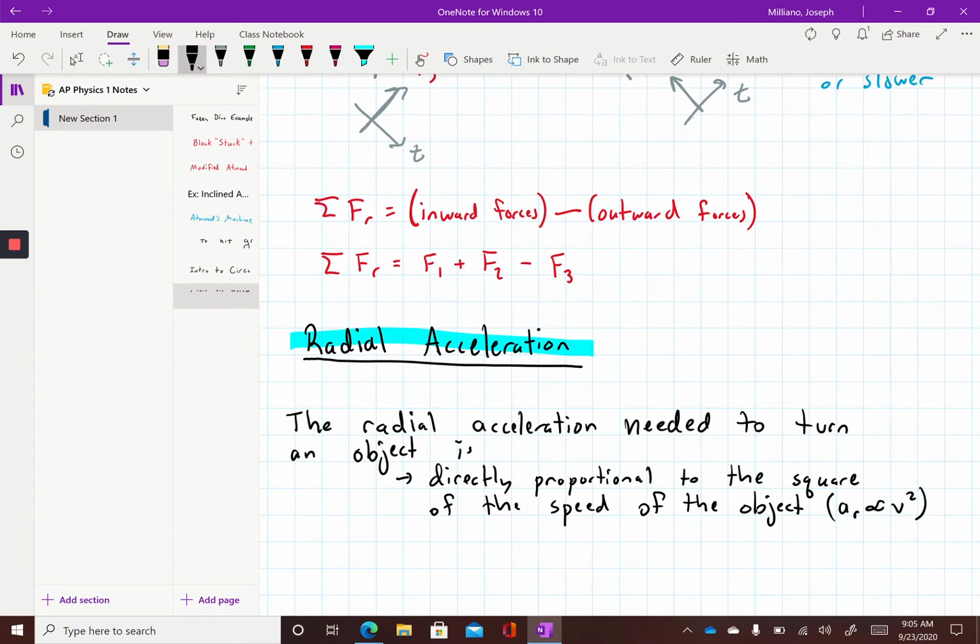Maybe it's not surprising that it's proportional to the speed in some way because, as you know from your driving experience or other turning experience, if you're going faster, it's harder to make a sharper turn.